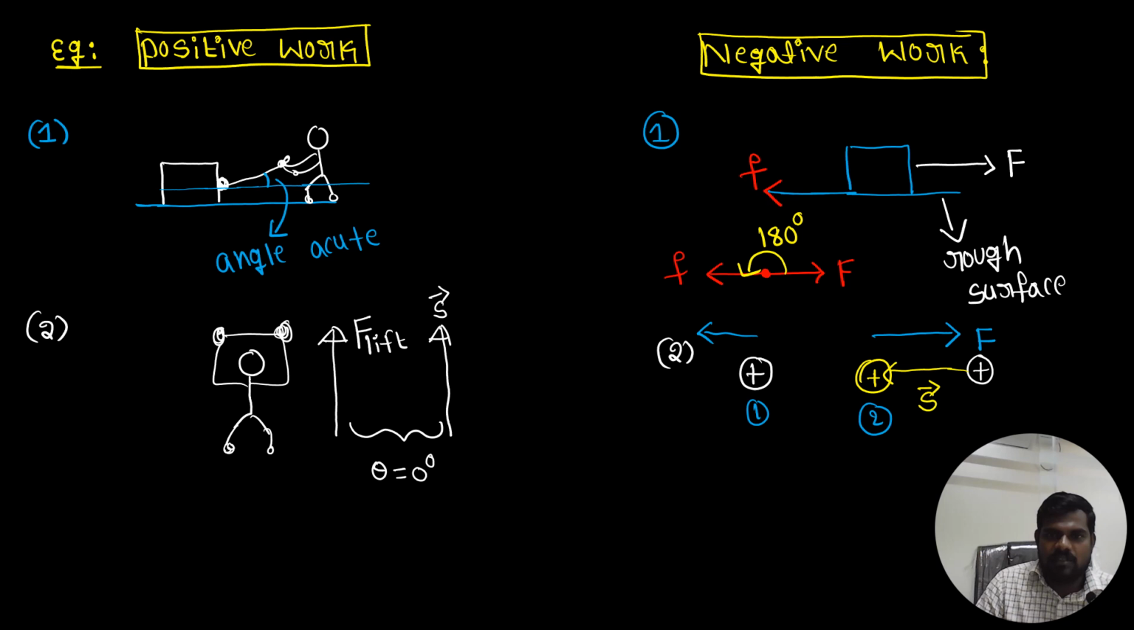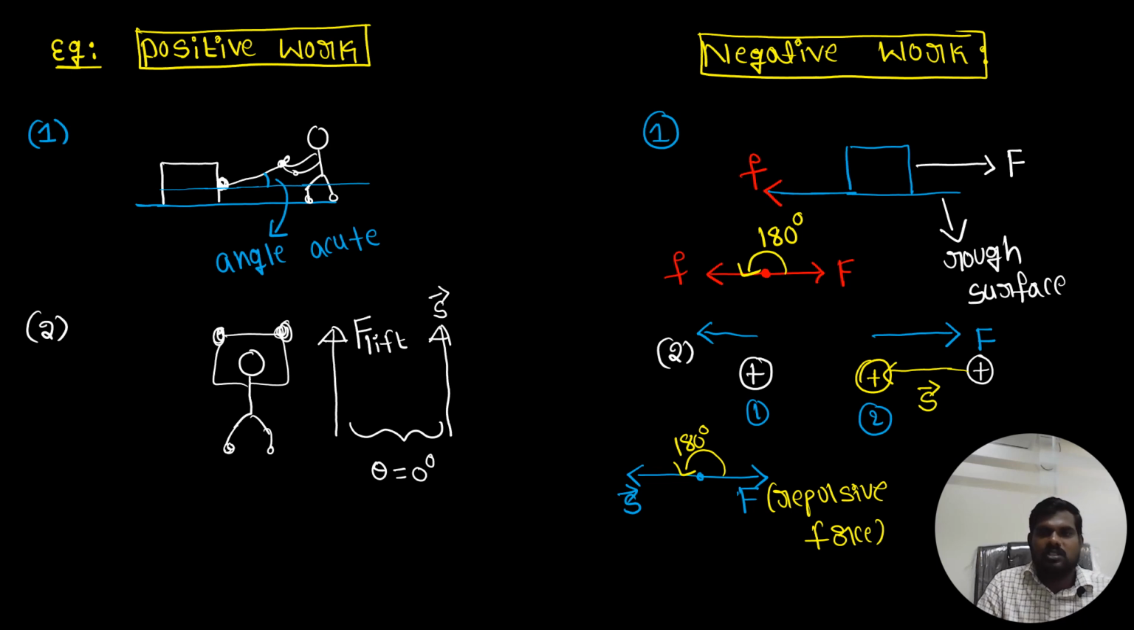It is happening like this. So the displacement is towards the left direction and the repulsion force is in the opposite direction to the displacement. The repulsive force is towards the right and the displacement is towards the left. Again the angle in between is 180 degrees. So this is another example for negative work done.